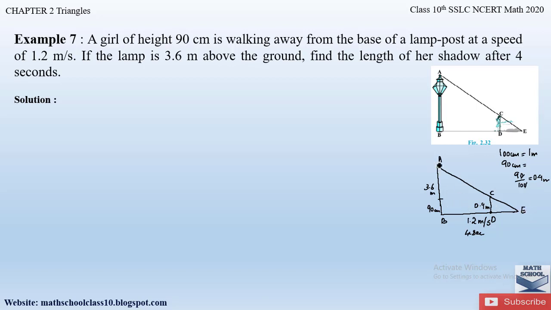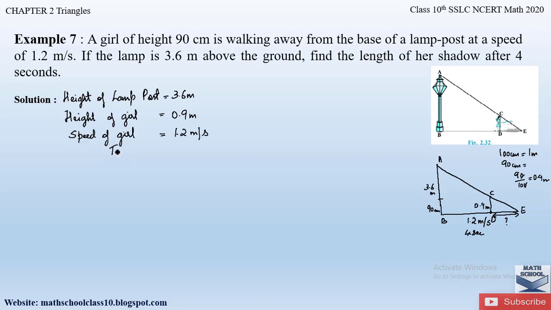So we have two triangles, that is ABE and CDE. Now we have to find out this length, that is DE, the shadow of the girl. So first of all, let us write down what is given in the question. Height of lamp post is equal to 3.6 meters. Similarly, height of girl is 0.9 meters. The speed with which the girl is walking away from the lamp post is 1.2 meters per second, and the time taken is 4 seconds.